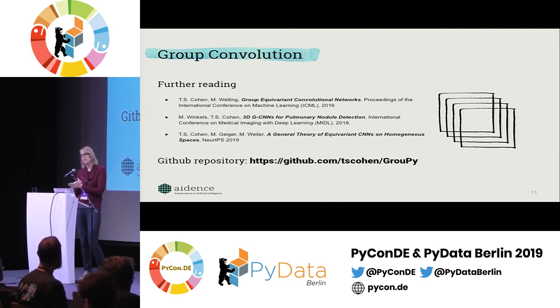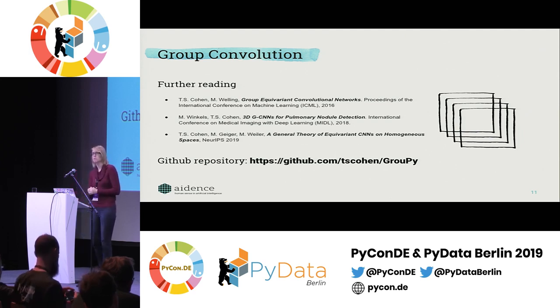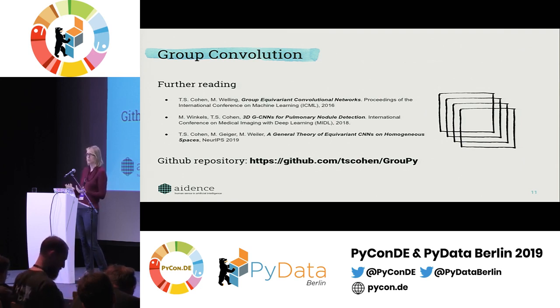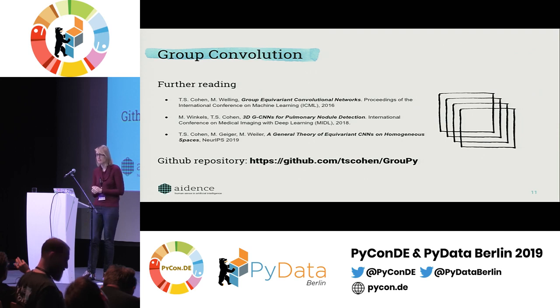The first one by Taco Cohen and Max Welling introduced the concept of group equivariant neural networks and proved their effectiveness in terms of data efficiency on rotated MNIST and CIFAR10. Then Taco and I used this and extended it to the 3D version, so it was also usable for 3D convolutions, which made it applicable to medical data.